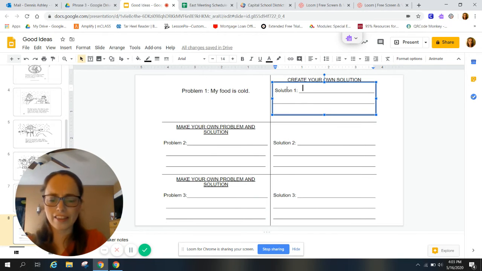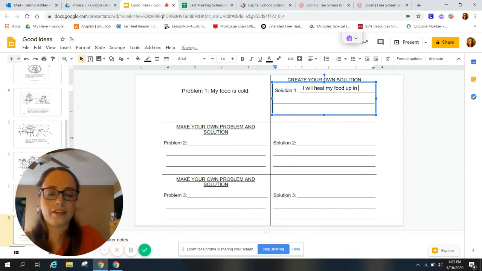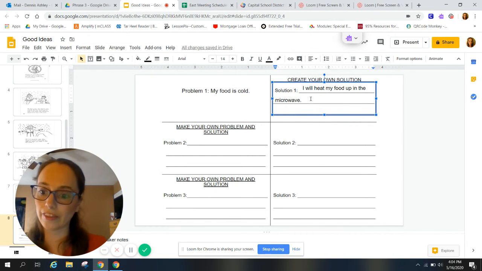I agree. I think we're going to heat it up, right? You might heat it up in the microwave. You could heat it up on the stove. You could heat it up in the toaster, depending on whatever your food is. So you could say, I will heat my food up in the, and you can put where you're going to heat it up there. I'm going to say I'm going to heat my food up in the microwave. You can change yours if you want to. You can say put in the stove, in the toaster, whatever you would like. So I kind of just did the one together.